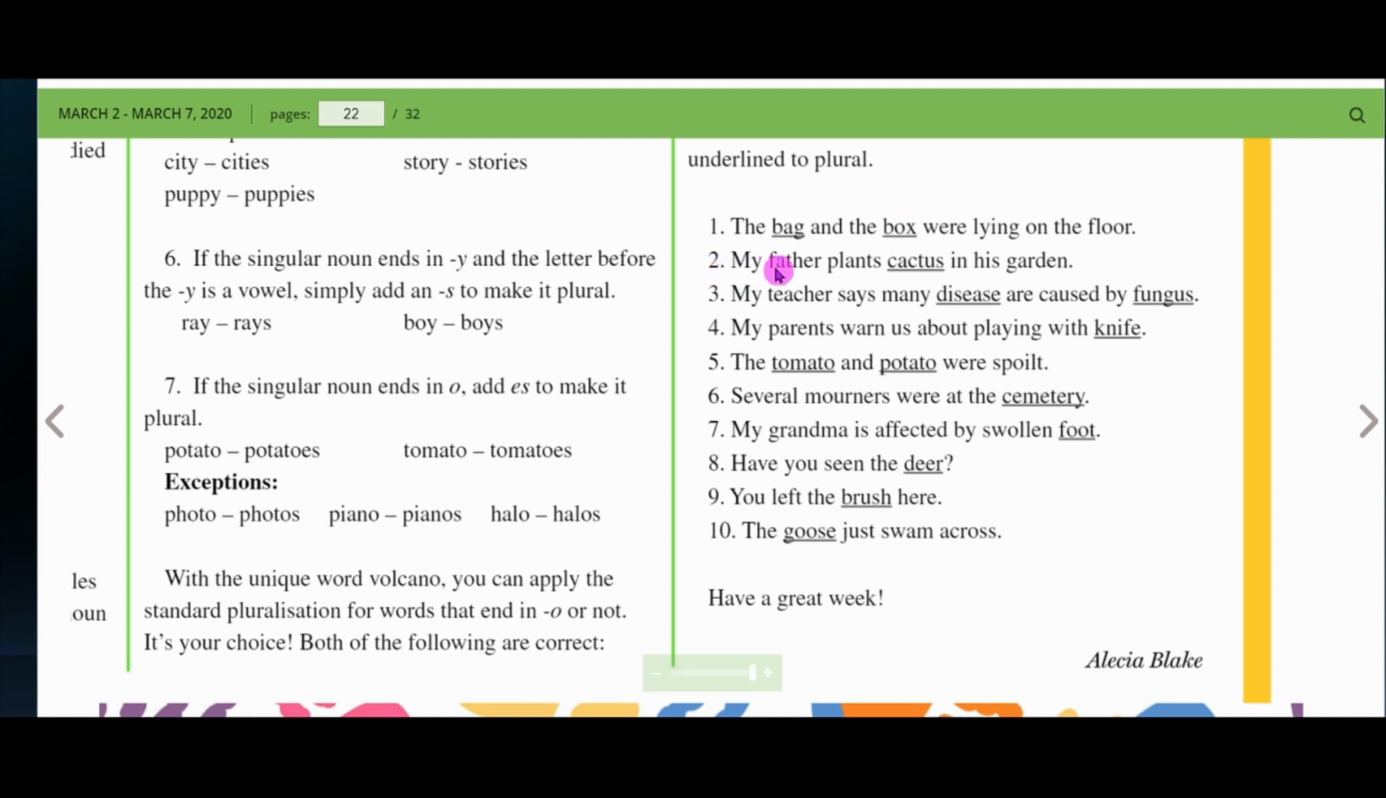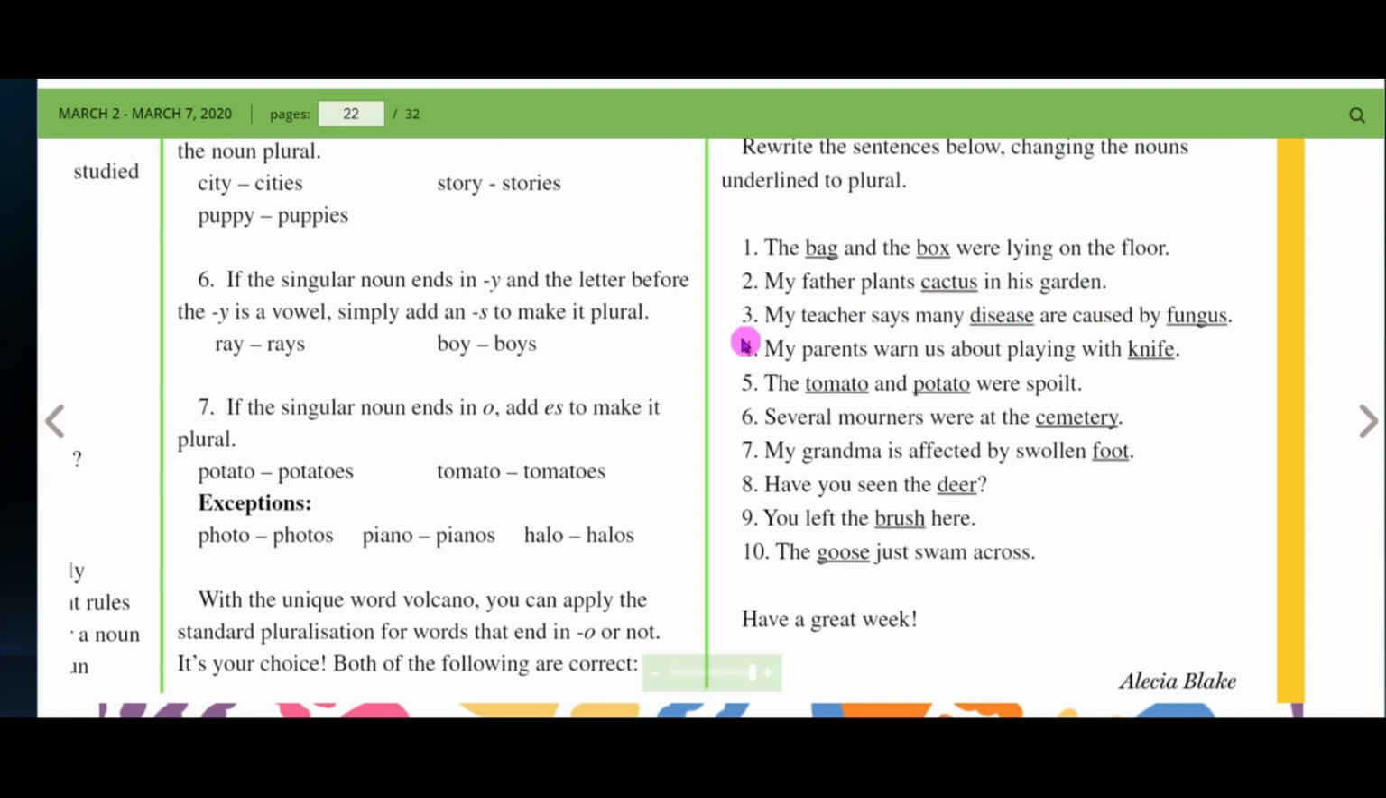Number 2. My father plants cactus in his garden. So the rule with the US, we would change to I. So we would have: my father plants cacti in his garden. Number 3. My teacher says many diseases are caused by fungus. So many diseases are caused by fungi.